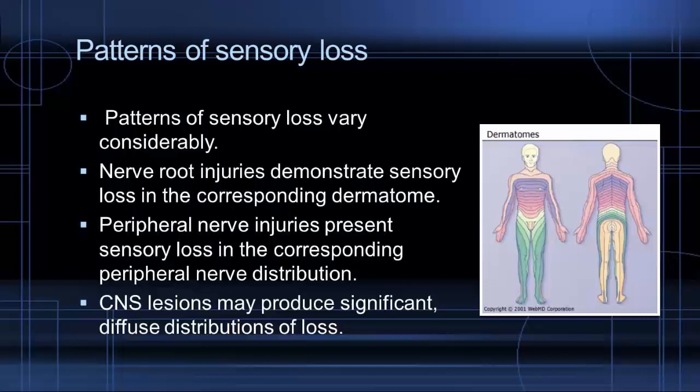With central nervous system lesions, you can have crazy distribution of sensory loss. Again, as PTAs, it's really not up to us to interpret whether we have a peripheral or nerve root injury, but it's just another one of the clues that we're going to collect data on and provide to our PT, who's then going to interpret the data.